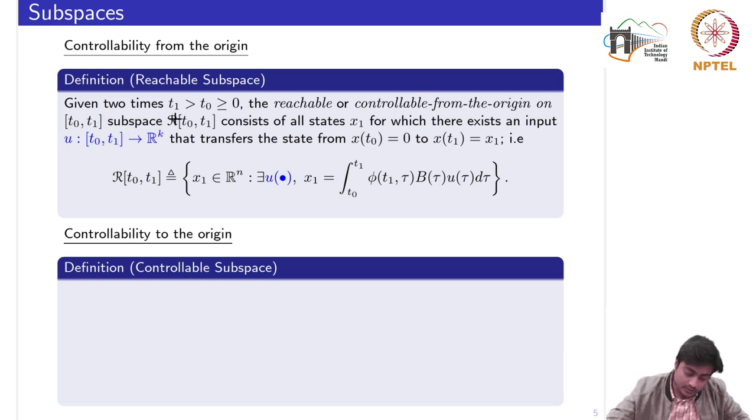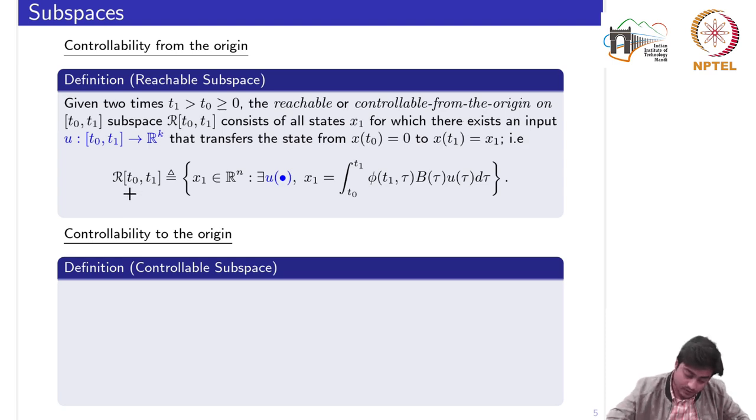So given two times t1 which is greater than t naught, greater than or equal to 0, for the reachable or controllable from the origin on this time interval t naught, t1, we define the subspace R t naught comma t1 consisting of all states x1 for which there exists an input u within the same time interval that transfers the state from x of t naught equal to 0 to some finite value x1. Okay.